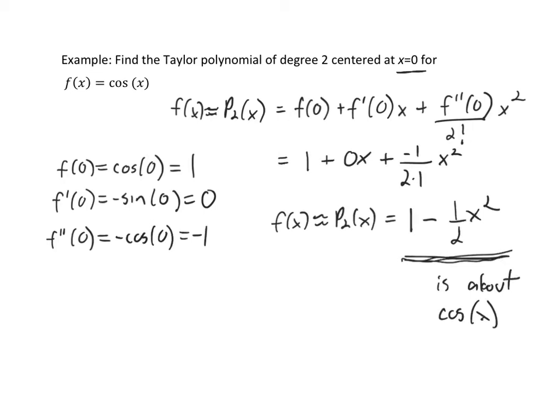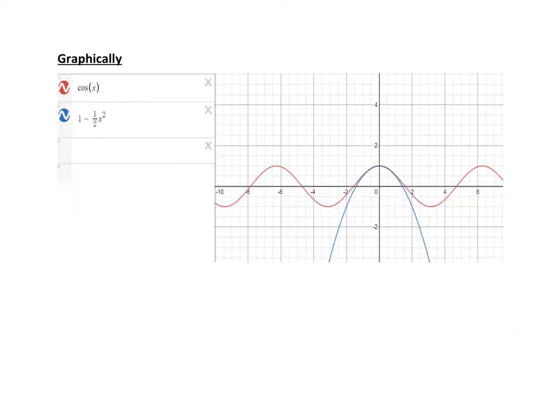I've gone to Desmos and graphed these two things, so let's look at the graphs. The red is the graph of cosine of x, and the blue is the graph of 1 minus 1/2 x squared. If you notice, in this area here they're almost on top of each other, meaning 1 minus 1/2 x squared is pretty darn close to being cosine of x in that area.